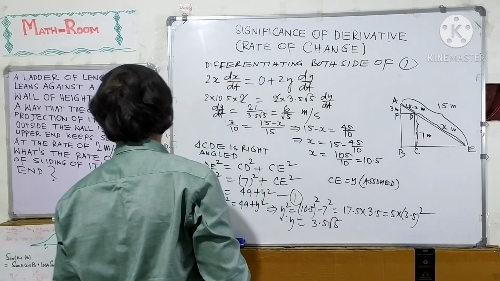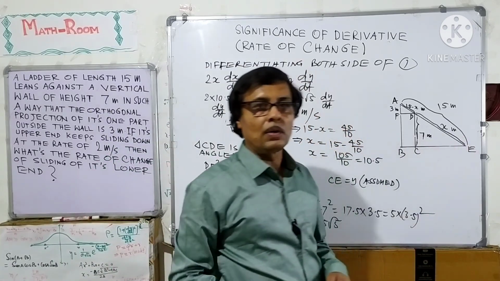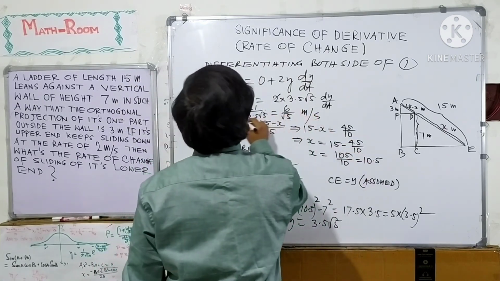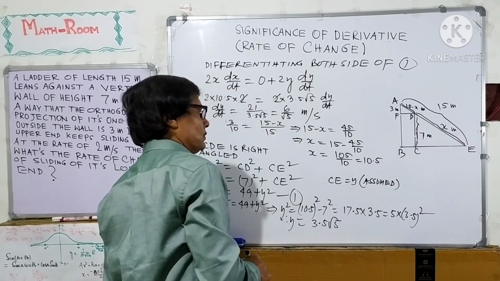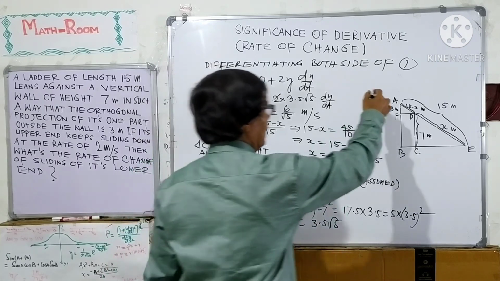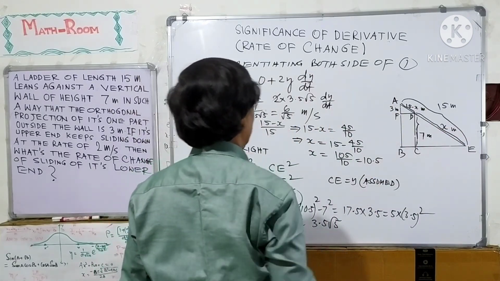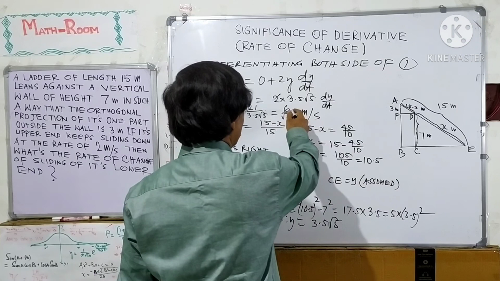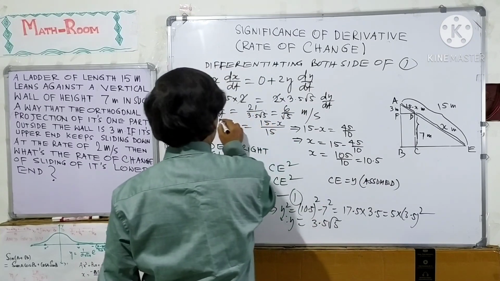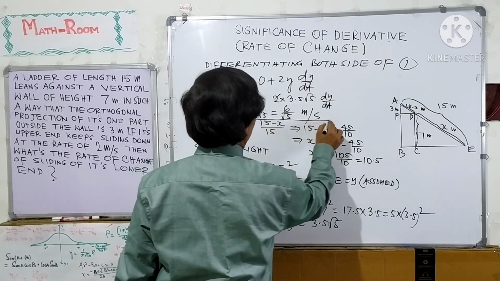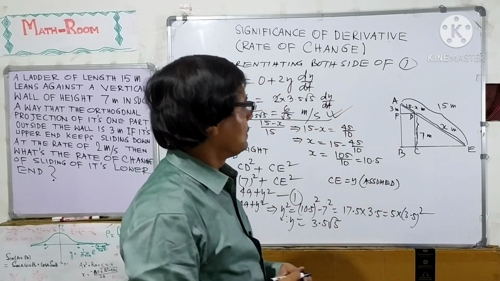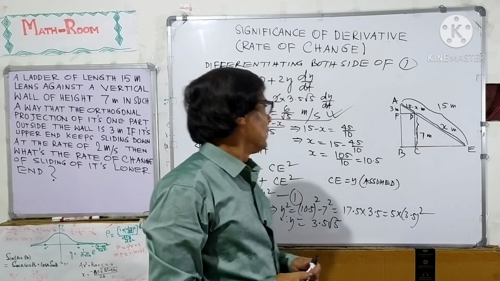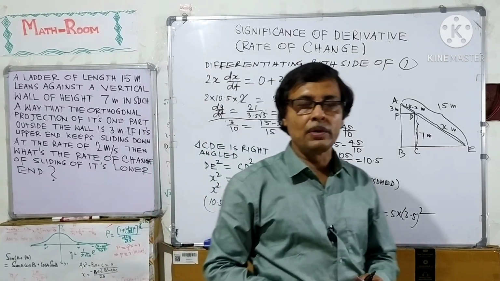This is the rate of change of sliding of the lower end of the ladder AE. The rate of sliding of the lower end of the ladder is got as 6 over root 5 meter per second. This is the result.